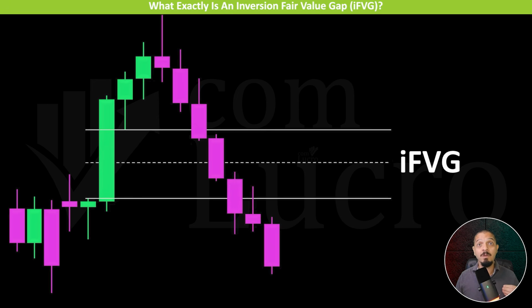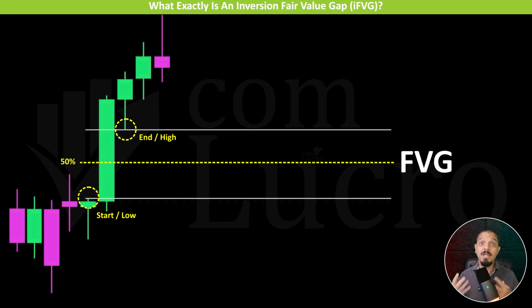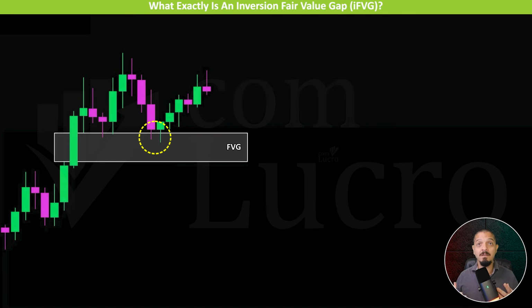To mark the midpoint manually, simply measure the range of the gap from its low to its high and identify the 50% level directly on your chart without relying on any indicator. Now, there is an important detail to understand.